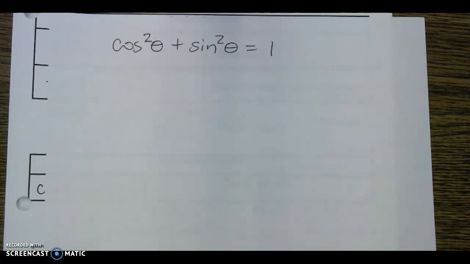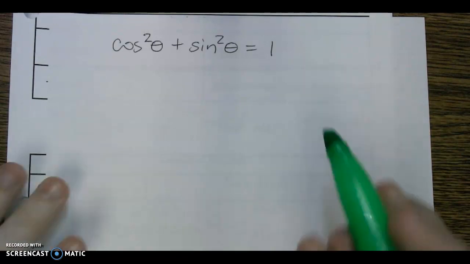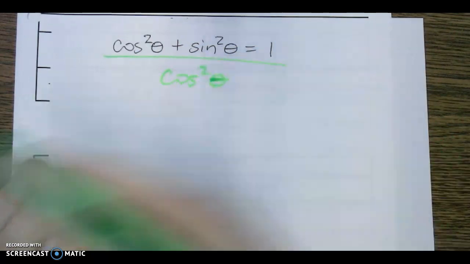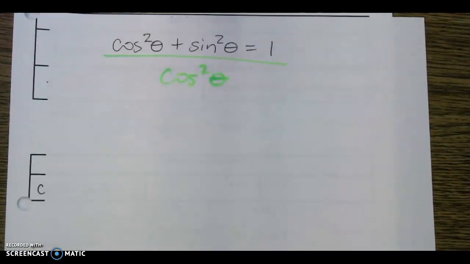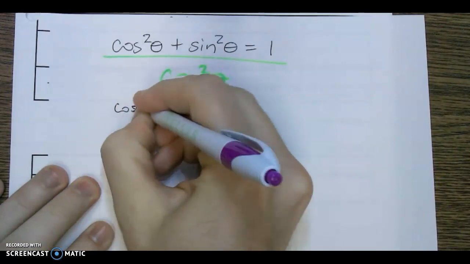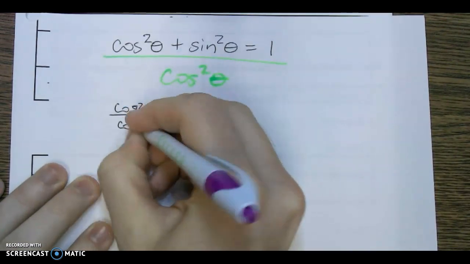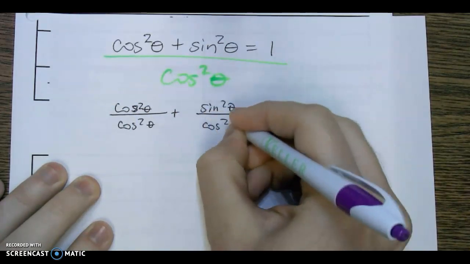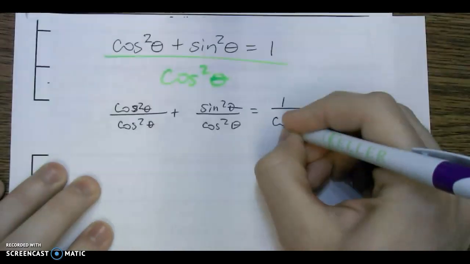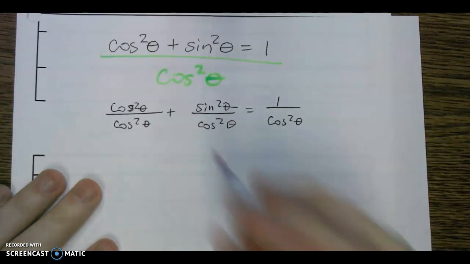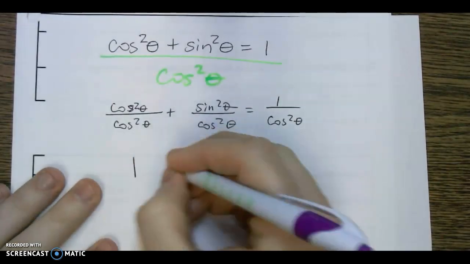And we're going to divide everything by, let's do cosine first. So if I divide everything by cosine squared, then I'm going to get 3 separate fractions. So I'm going to get cosine squared theta over cosine squared theta plus sine squared theta over cosine squared theta equals 1 over cosine squared theta. Then we're going to reduce these. Cosine squared divided by cosine squared is 1.